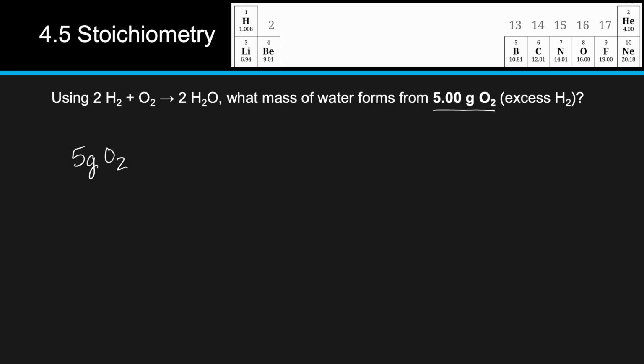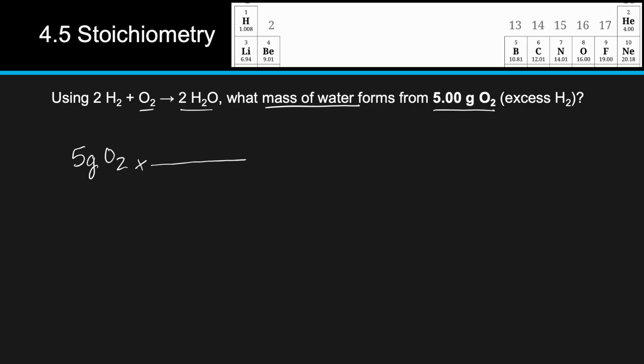We need to go to mass of water. So I know if I'm going from oxygen gas to water, I need to use a mole ratio to get to water. And before using my mole ratio, I need to be in moles. So my first step is to get out of grams and get into moles.